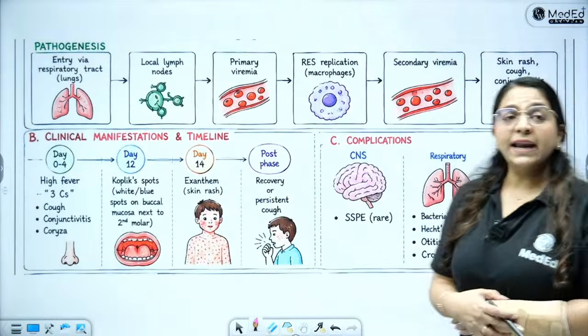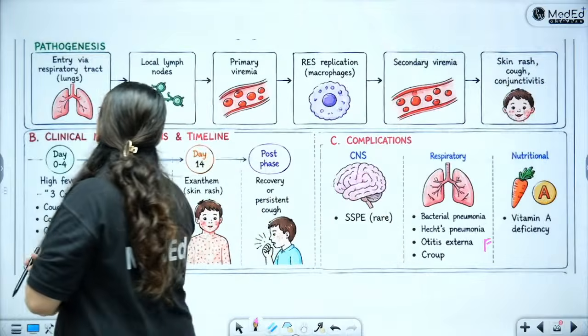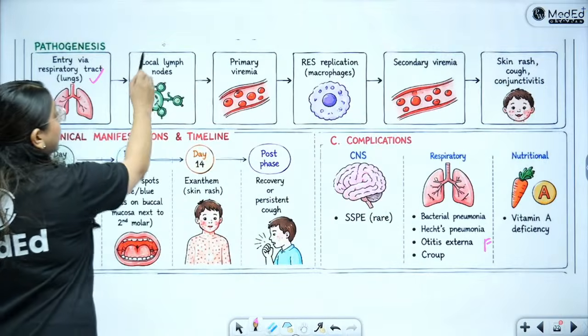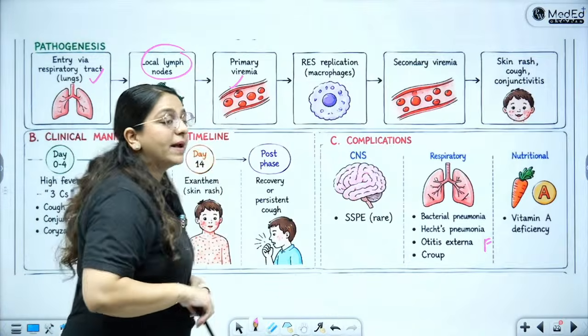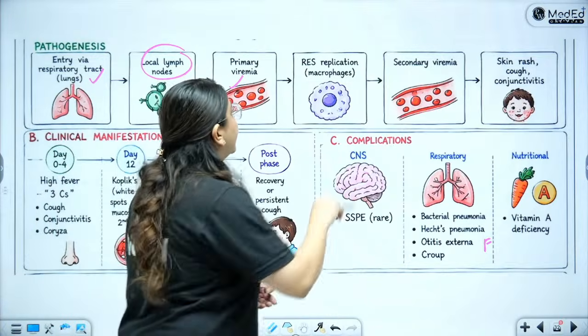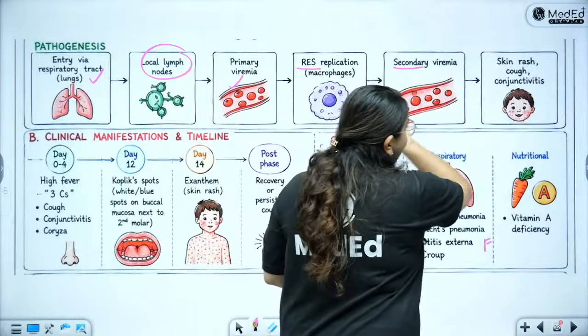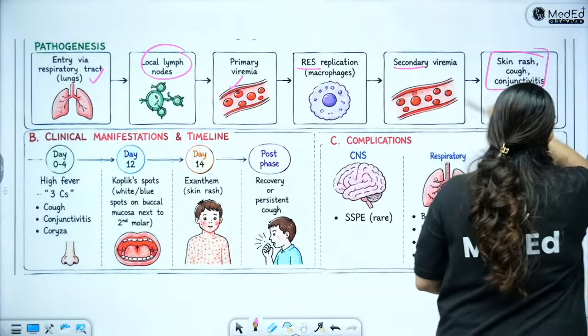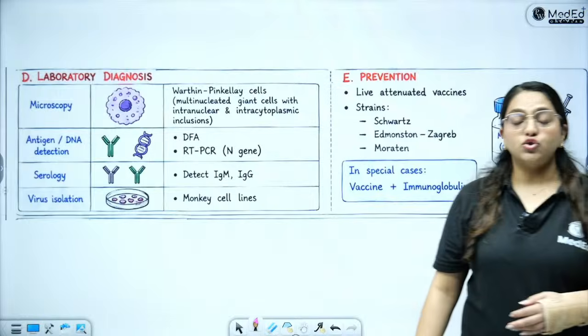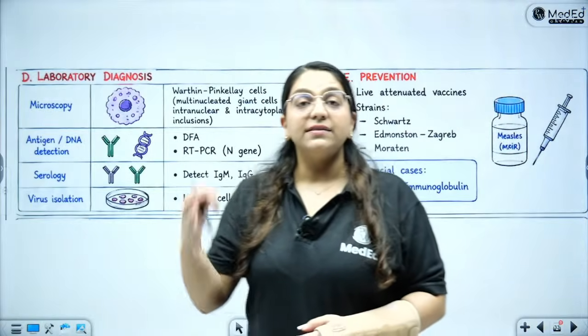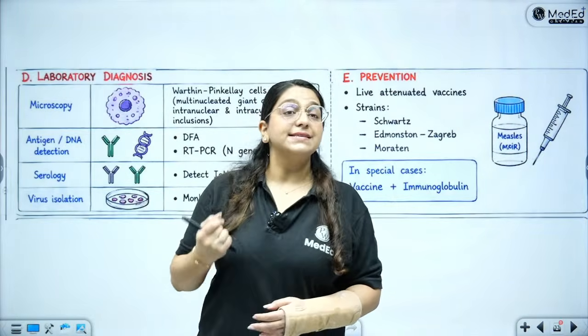Okay. Then how does the entry happen? Through, of course, the respiratory tract. It grows in the local lymph nodes, goes to the blood leading to primary viremia. Then, of course, it affects the reticuloendothelial system, causes secondary viremia leading to skin rashes, cough and conjunctivitis. So what are the clinical features of measles? Three C's, Koplik spots and sandpaper rash.